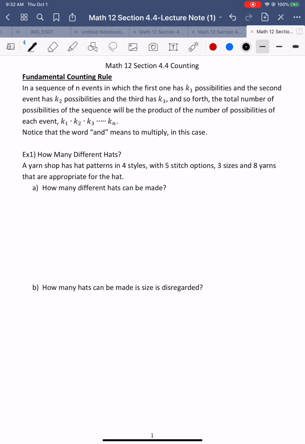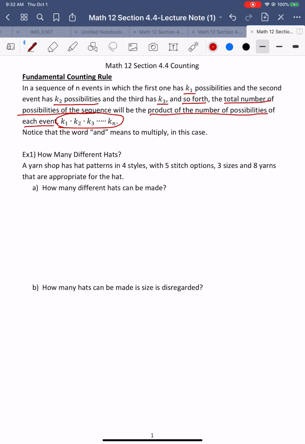In a sequence of n events in which the first one has k1 possibilities, the second event has k2 possibilities, and the third has k3 possibilities, and so forth, the total number of possibilities of the sequence will be the product of the number of possibilities of each event. So multiply them all together. Notice that the word "and" means to multiply in this case.